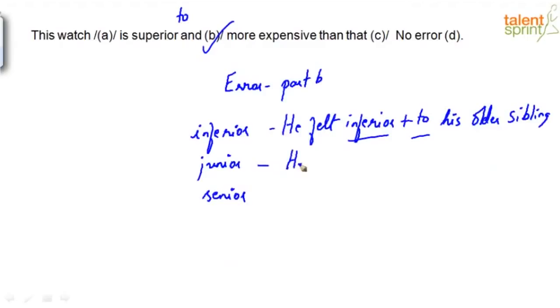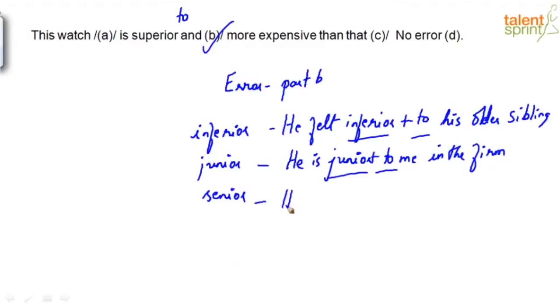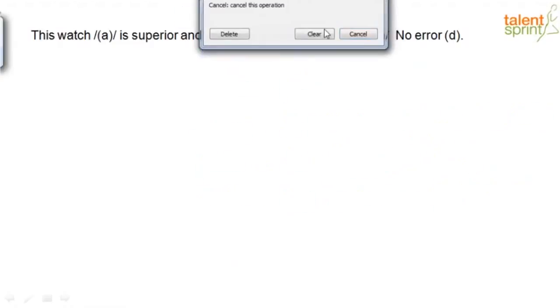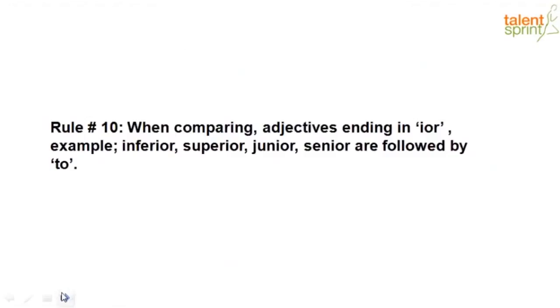So I'm just giving you example sentences. He is junior to me in the firm. Junior plus to. He is senior to me by 5 years. Yeah, following? So that's the rule. Let's move on. So that's rule number 10. When comparing adjectives ending in IOR, all of these examples are followed by to.